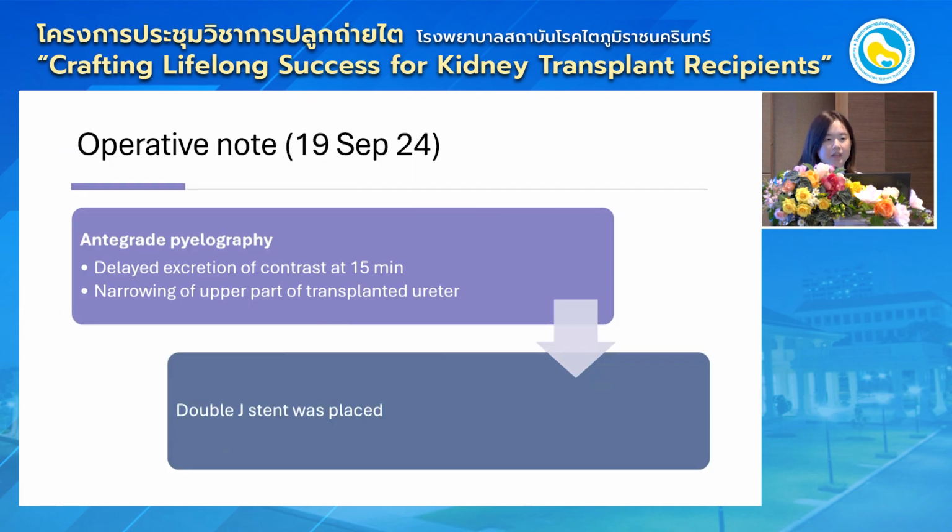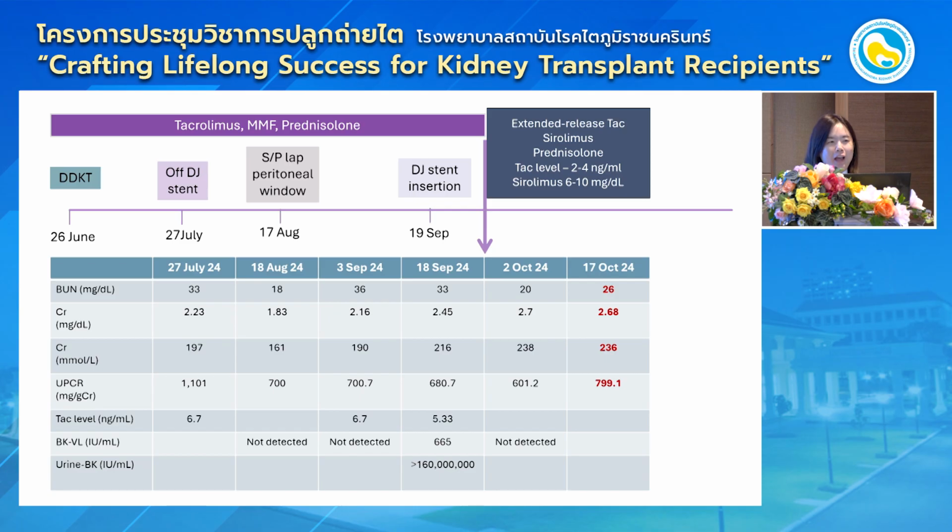The urologist and team decided to do antegrade pyelography, which showed delayed excretion of contrast and narrowing of the upper part of the transplant ureter, and a double J stent was placed. At the time, I thought everything was going to be better, but it was not. After the DJ stent insertion, creatinine was still creeping, rising to 2.68. UPCR was creeping too.